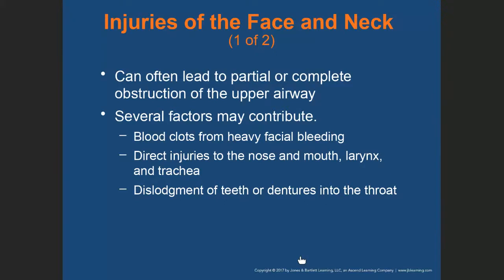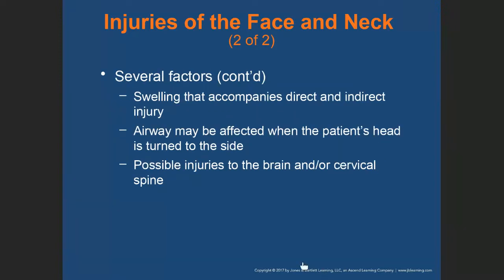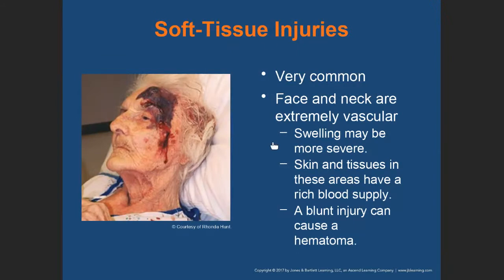Several factors may contribute: blood clots from heavy facial bleeding, direct injuries to the nose and mouth, larynx and trachea, dislodgement of teeth or dentures into the throat. Swelling that accompanies direct or indirect injury, so swelling can be a problem. Airway may be affected when the patient's head is turned to the side, possible injuries to the brain and or cervical spine.